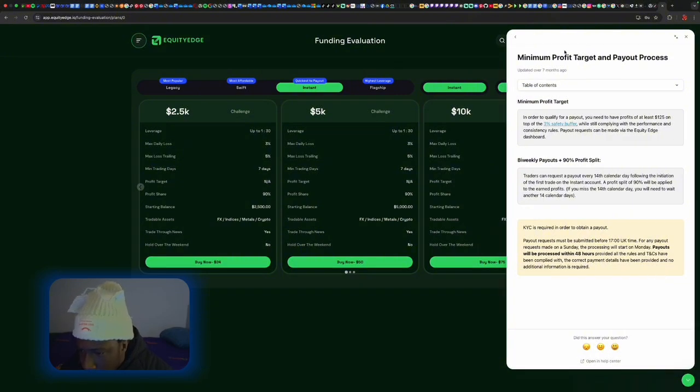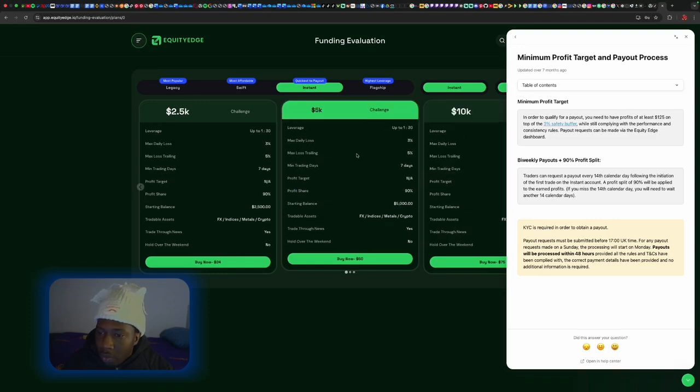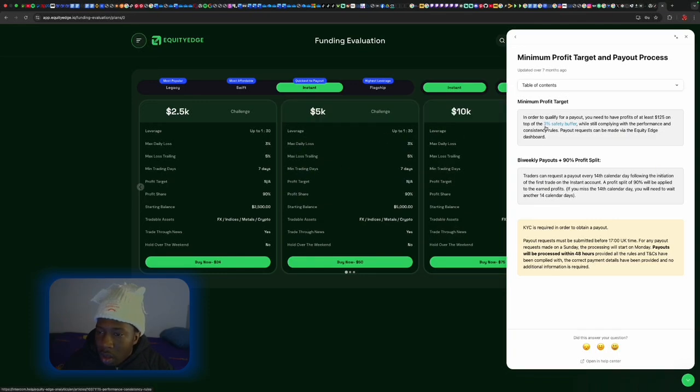refunds, maximum target and payouts processes. Okay, this is the maximum profit target, minimum profit target and payouts processes. So minimum profit target, in order to qualify for a payout, you need to have profits of at least 125 on top of the 3% buffer.